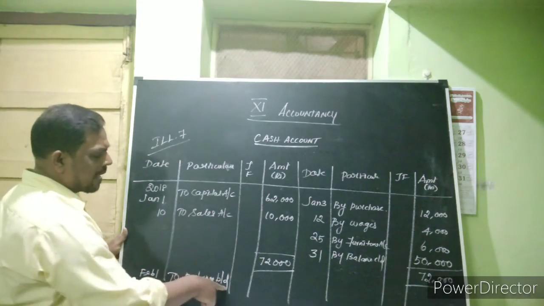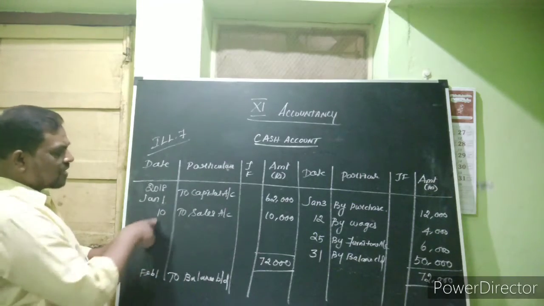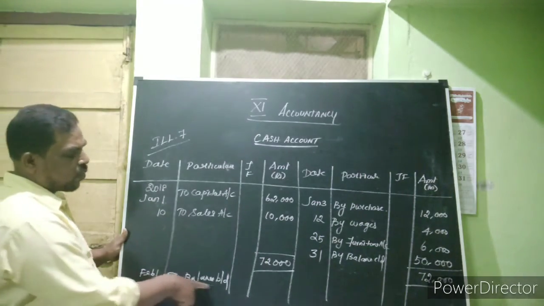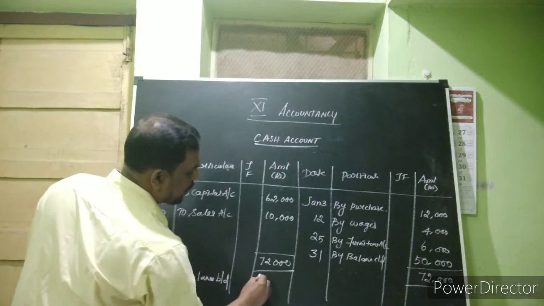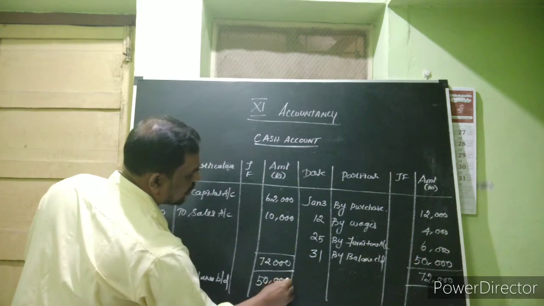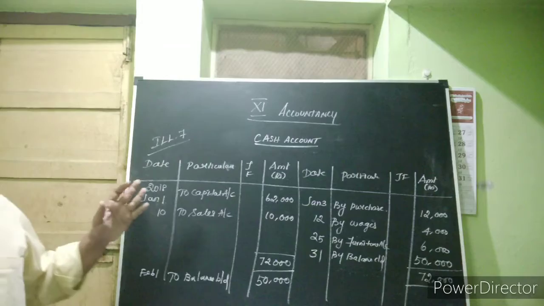So we have to put to balance brought down. What is the next month? After January, the next month is February. So February 1 is the opening balance. What is the opening balance? The same 50,000. For this, 3 marks will be awarded.